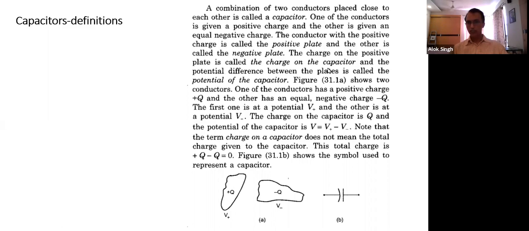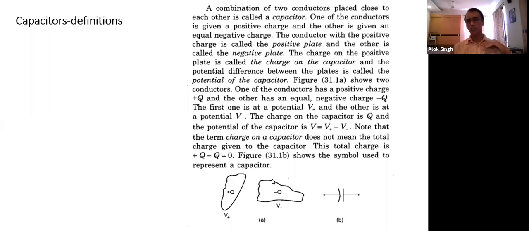If we have two conductors placed at a distance from each other, it's called a capacitor. It could be of any shape. So here, what you have shown in the figure, it is any shape. Many times we have more symmetrical shapes, but any shape, two conductors are called a capacitor. It is used for a particular purpose.